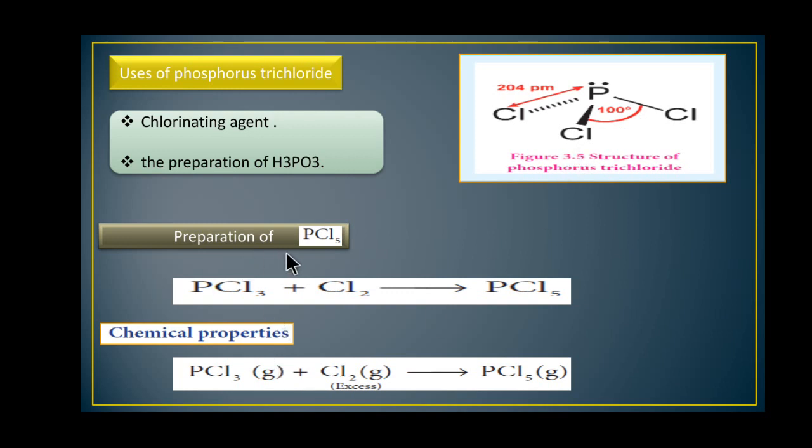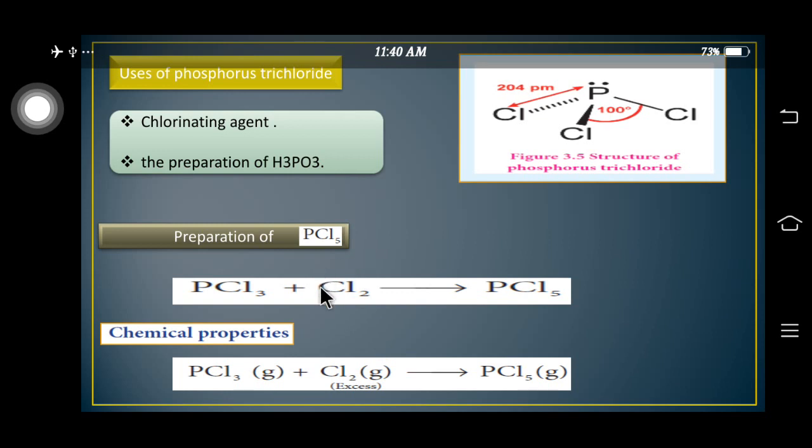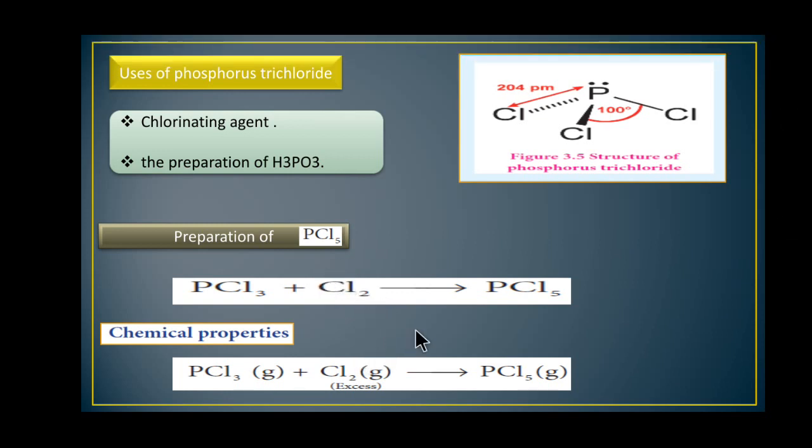The preparation of PCl5, phosphorus pentachloride. When PCl3 reacts with Cl2, it will give the product PCl5, phosphorus pentachloride. Is it clear? When PCl3 is treated with excess chlorine, it will give the product phosphorus pentachloride.